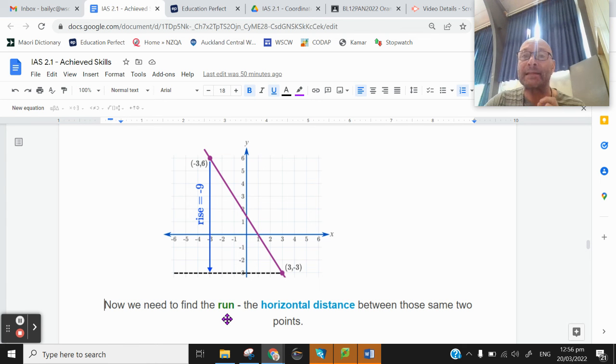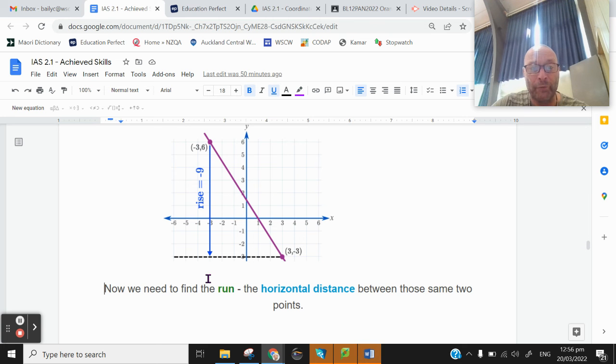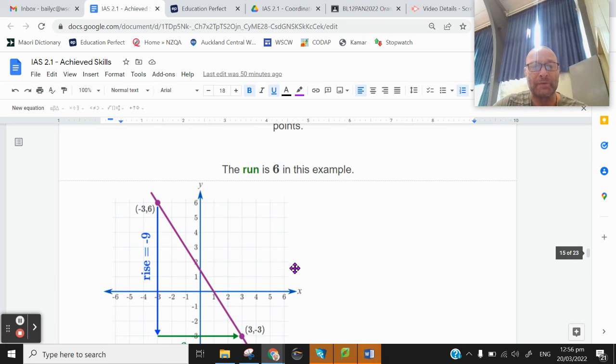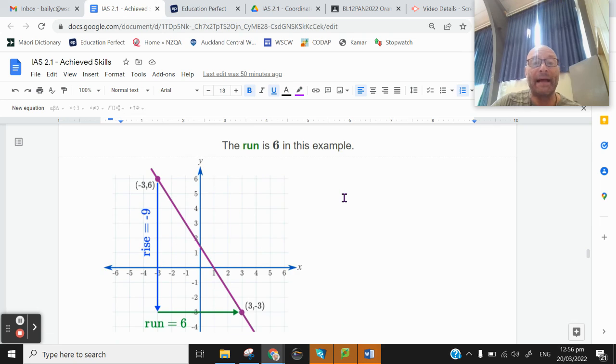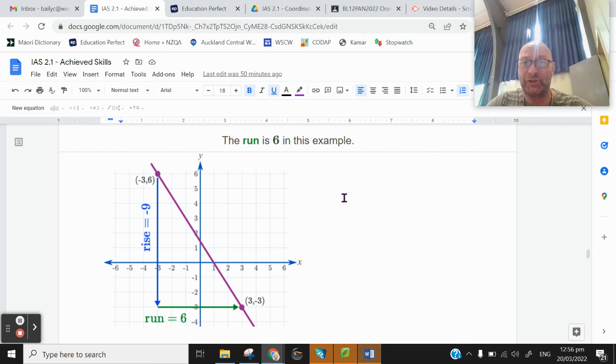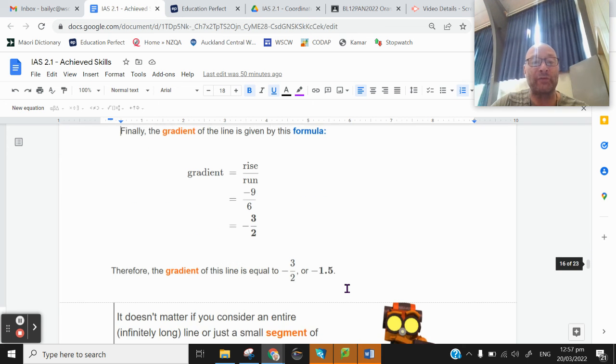Just like you read a sentence from left to right, please also look at these lines going from left to right, okay? So the rise in this case went down by 9, and now the run. So there is the run of 6. And now the gradient, or the steepness, is going to be a fraction made up of the rise, -9, over the run, 6. And that's what we see right here.